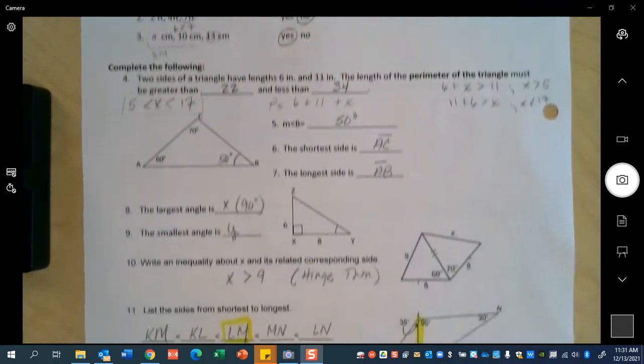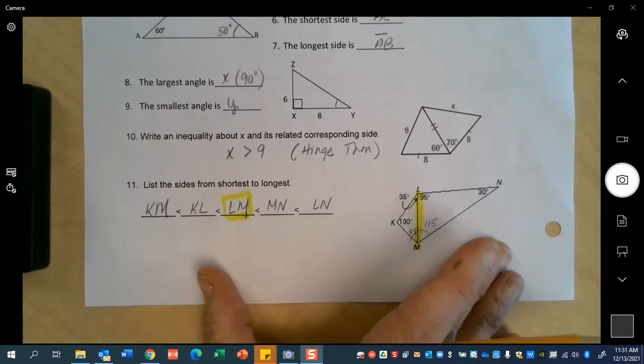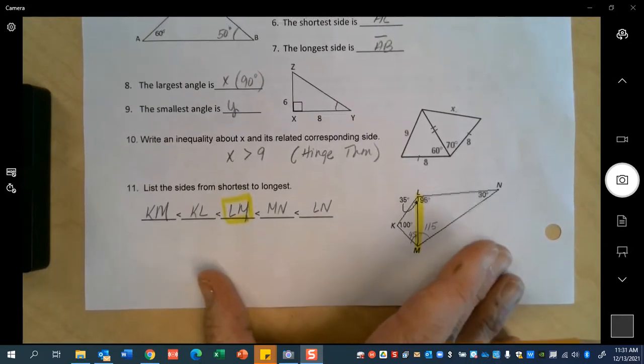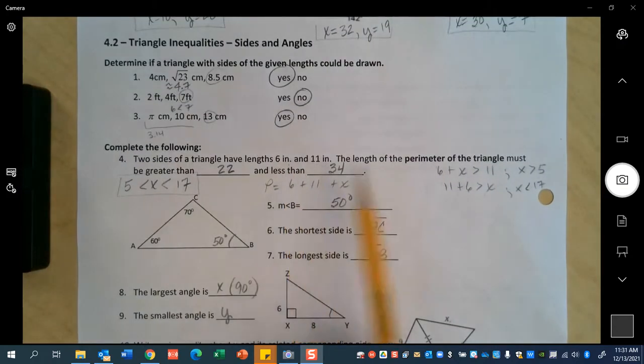All right, anything else you guys want to talk about? Number 4. Two sides of a triangle have length 6 and 11. Yeah, I was lost because I added them together, and when you were on the review, you said that was wrong. You did 22, 34. I was lost. I did 17 and something else.